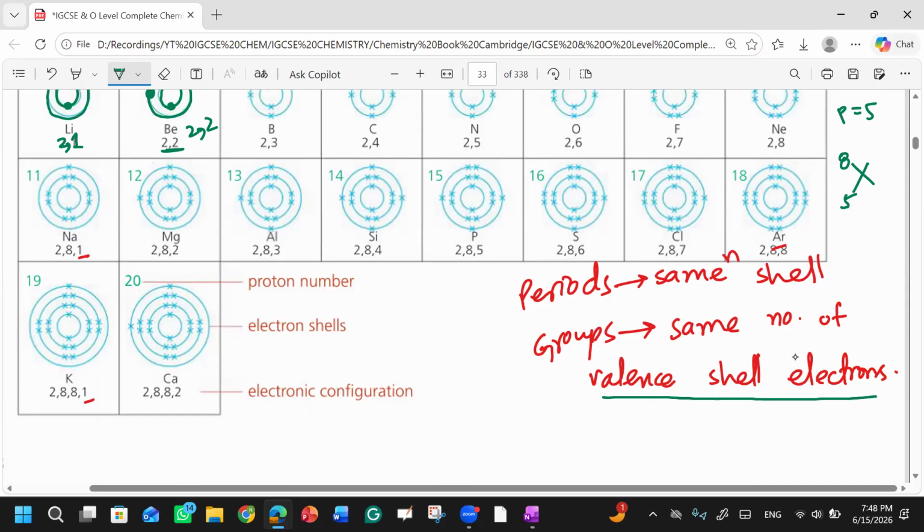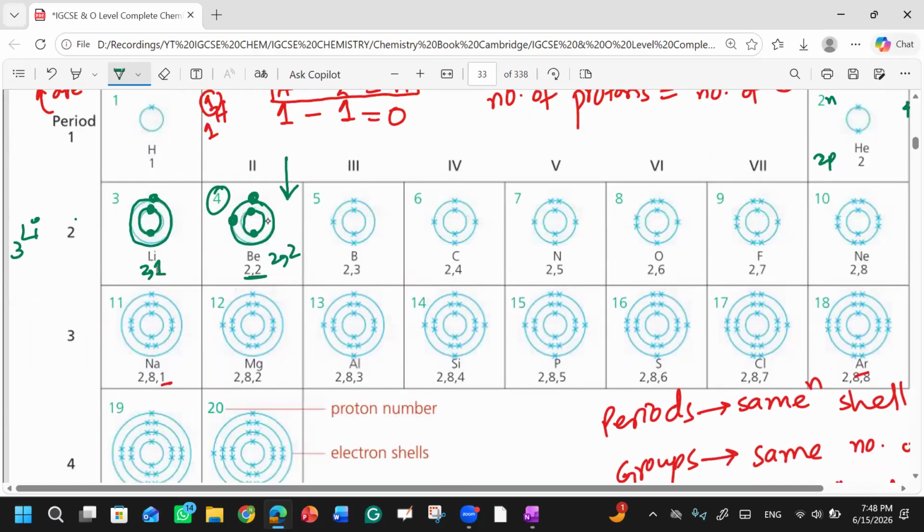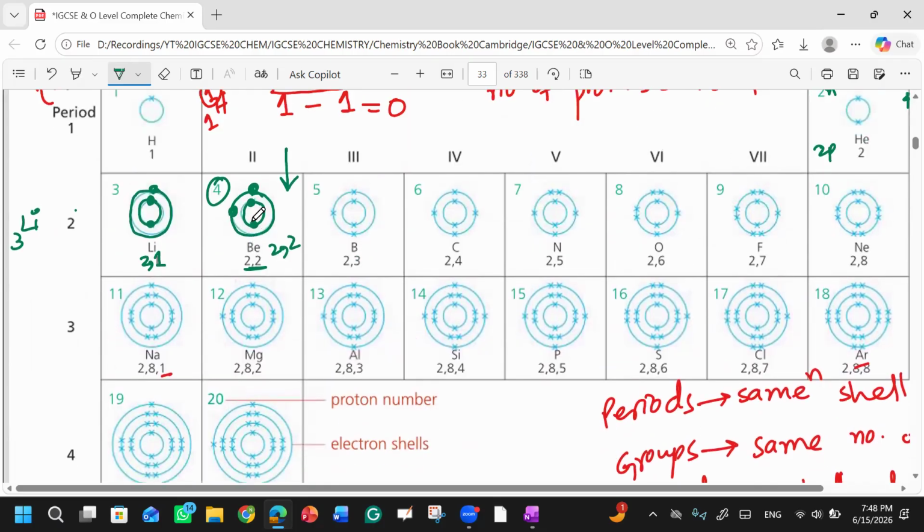Yes, it will have 2 in the last shell. In group 2, all the elements, beryllium, magnesium, calcium, will all have 2 electrons in their valence shell, right? No matter how many shells they have, we have no concern with the shells when we are discussing groups from top to bottom. You don't need to check the number of shells, you just need to check the electrons in the shells. In group number 2, all the elements will have 2 electrons in their valence shell. You see the beryllium, it has 2 electrons in the valence shell, right?